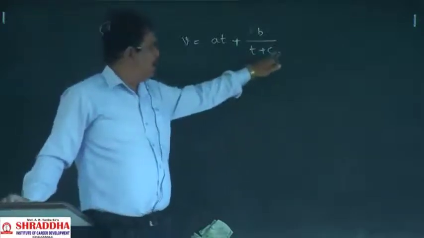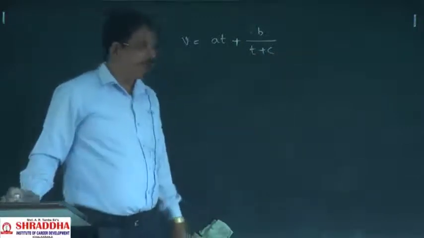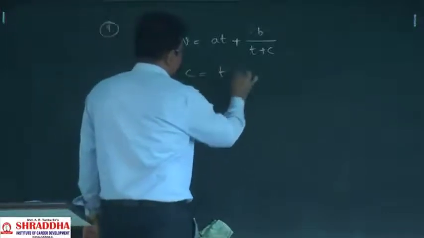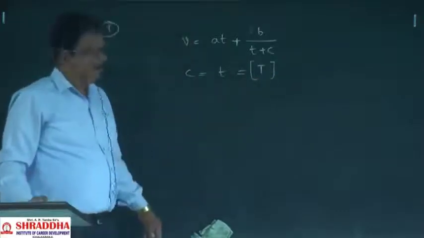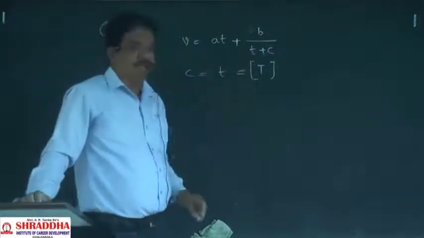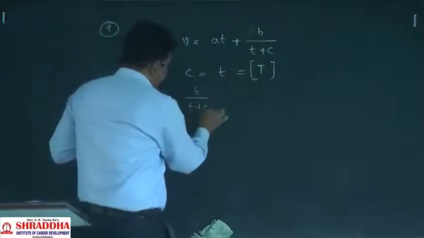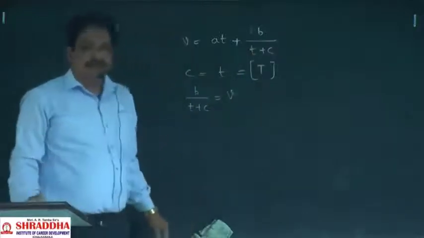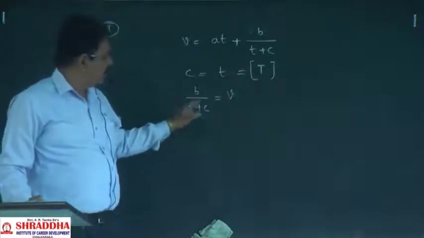Okay, here we are adding this to the t plus c. They will have the same dimensions. Then c is equal to what will happen? T. So the dimensions of c is T. Clear? These two are adding, so they will have the same dimensions. Next, b by t plus c. This one will have the same dimensions. So t plus c means T. So again it is T.